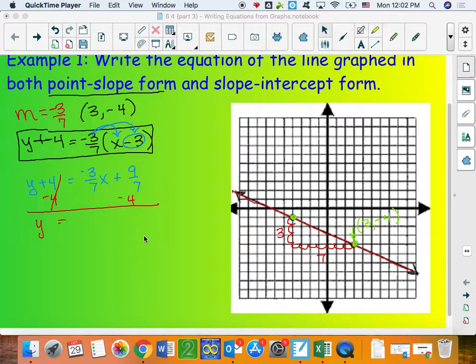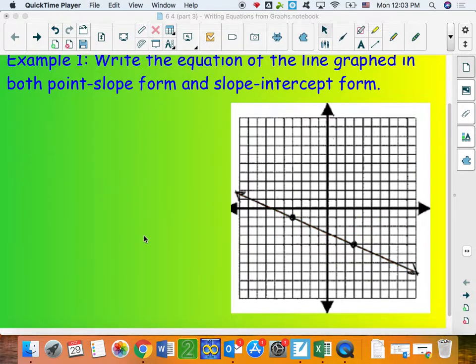So I have y equals, plus 4 minus 4 cancels, negative 3/7x, and then you can just do this on your calculator. So you're going to take on your calculator 9, and then the ABC button 7, and then minus 4, and that's going to give you negative 2 and 5/7. This is how your calculator will spit it out, or if you want to write that as an improper fraction, that would be negative 19 over 7, and you can write that either way. So there are my answers in point slope form and in slope intercept form.